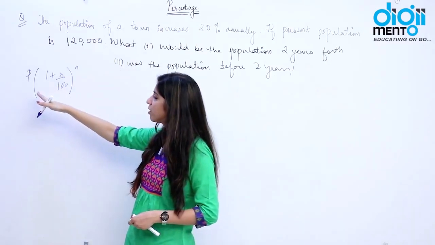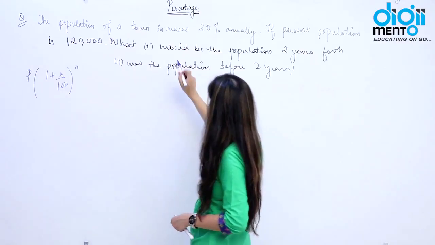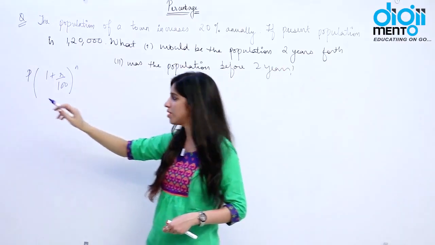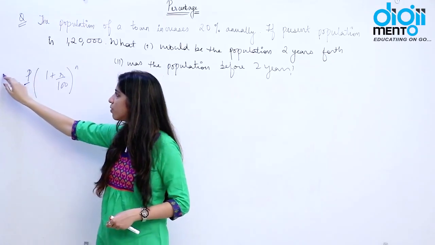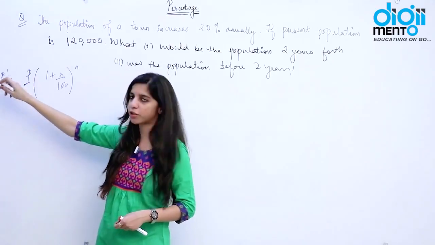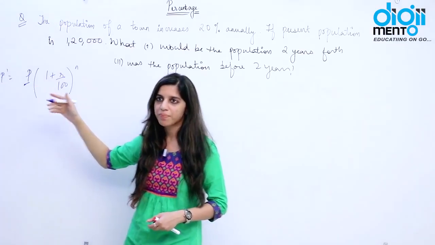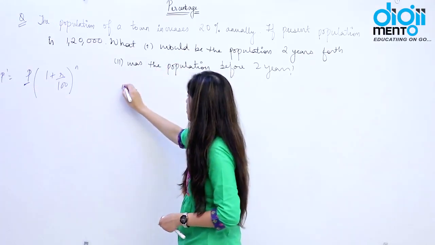And suppose they're asking you what was the population before 2 years. Before 2 years means the present population is being given. So before 2 years, to calculate this, you need to divide with this factor. Okay, let us look at this with an example.